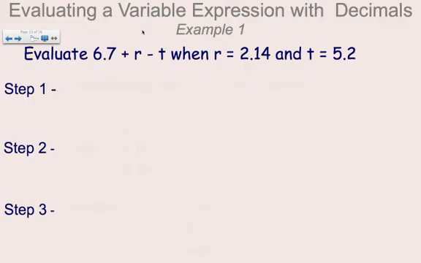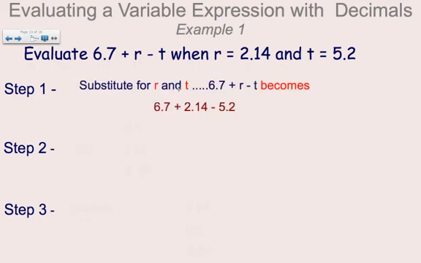And our last concept for this section, evaluating a variable expression with decimals. In this case, we have evaluate 6.7 plus r minus t. And then it tells us r equals 2.14 and t equals 5.2. Step 1, we substitute for r and t. 6.7 plus r minus t becomes 6.7 plus 2.14, because it tells us right up here r equals 2.14, minus 5.2. Again, they tell us t equals 5.2.